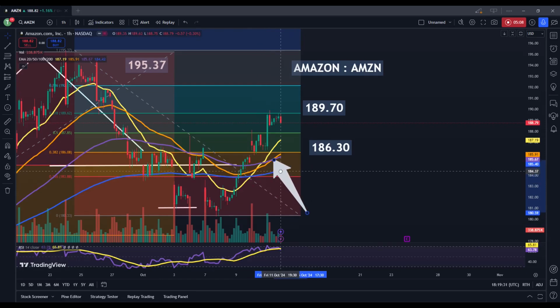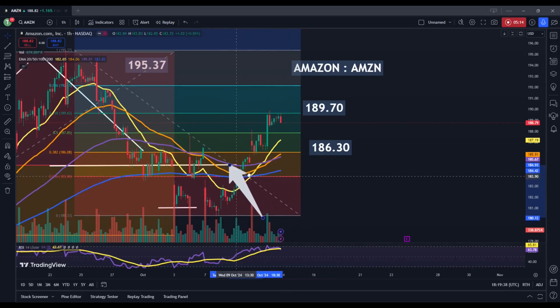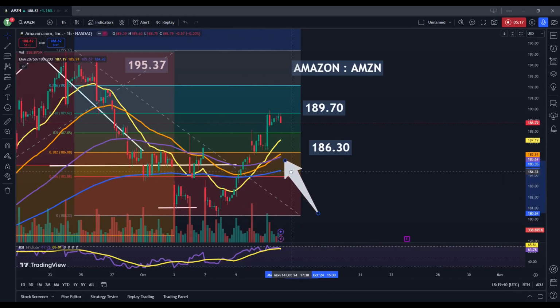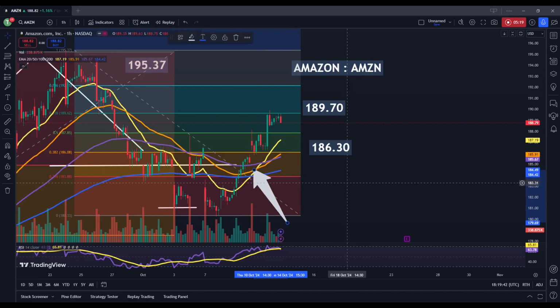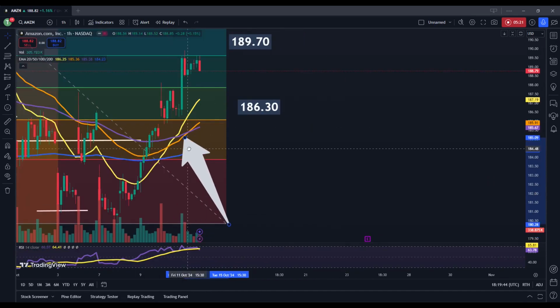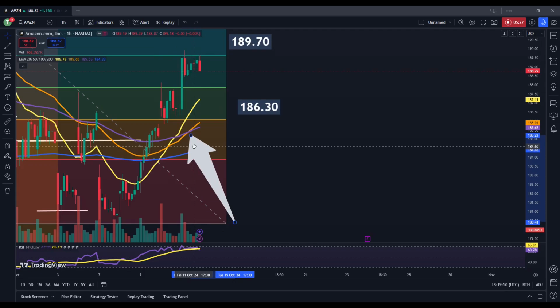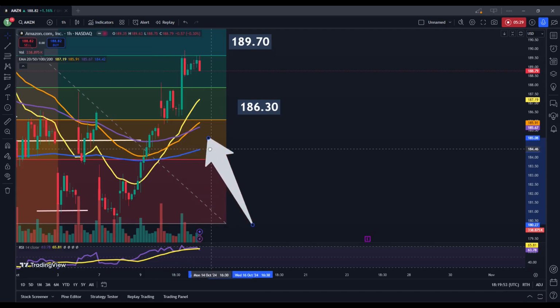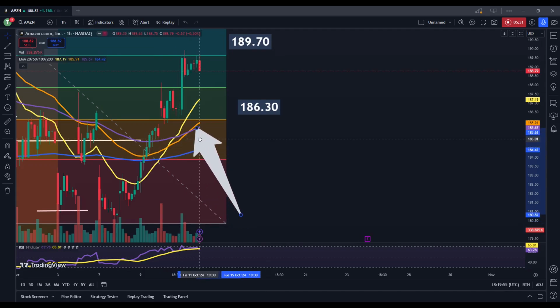But what I would really be watching for here would be a retest of this 50-hour EMA zone, because we're also seeing this come into contact with the 100-hour exponential moving average. If we zoom in here, we can see that there is a moving average cross between this 100 period EMA and the 50 period EMA. So that is a bullish signal on its own.